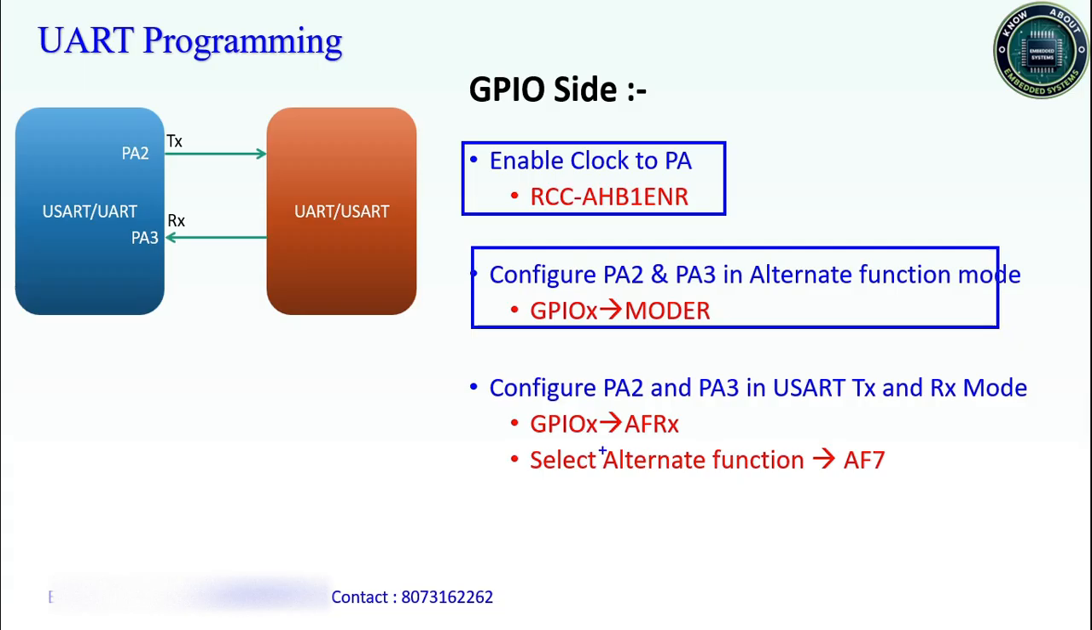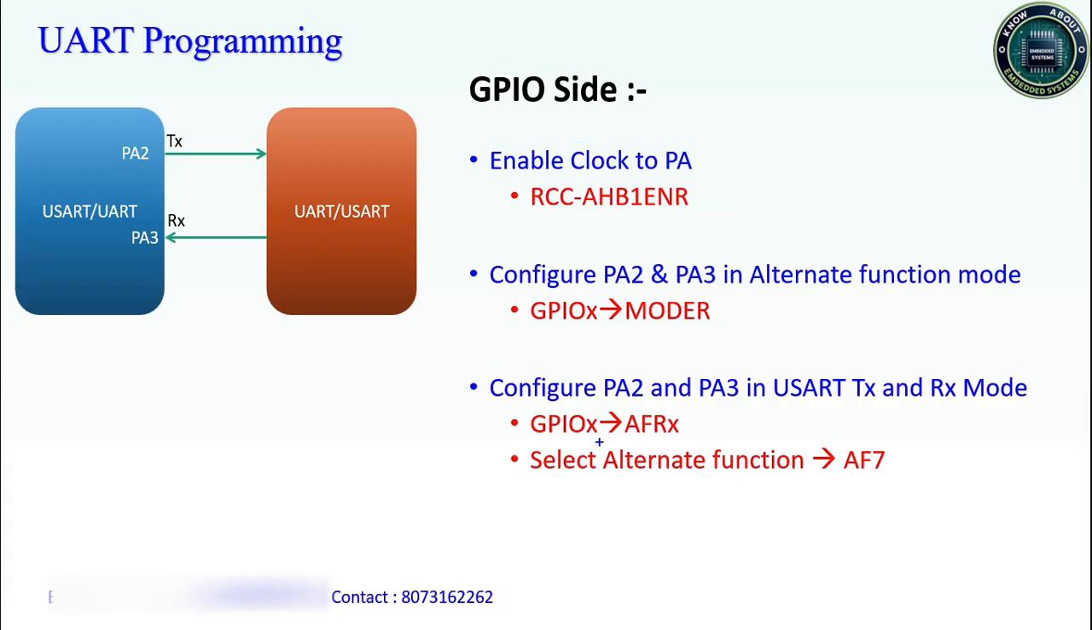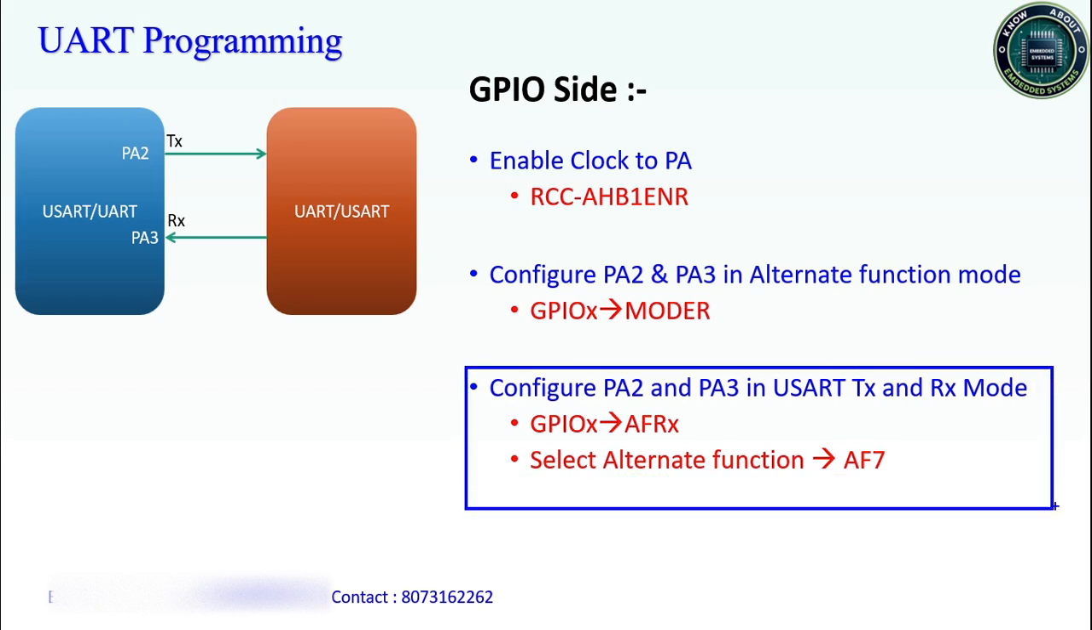Now I'll take you to the third and very important configuration, that is called configure PA2 and PA3 in USART TX and RX mode. So now what I did here, I have enabled alternate function, but there are totally 16 alternate functions available in this microcontroller. For each port pin, it is possible to configure 16 alternate functions.